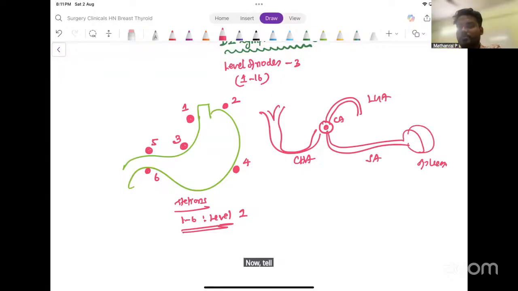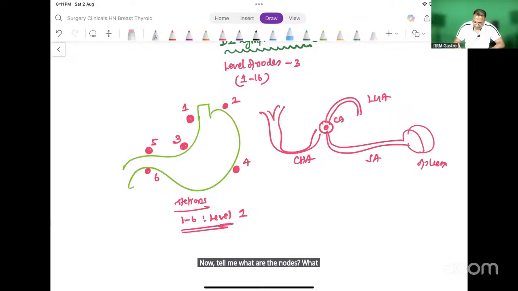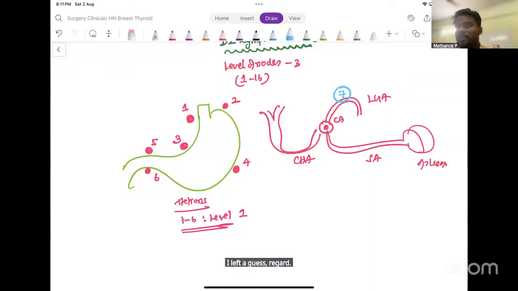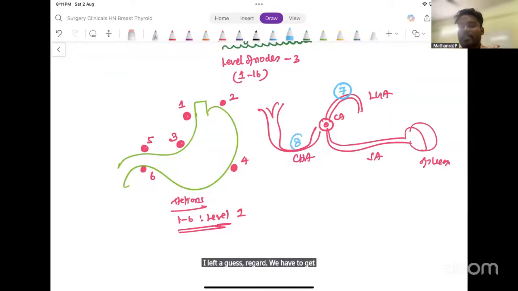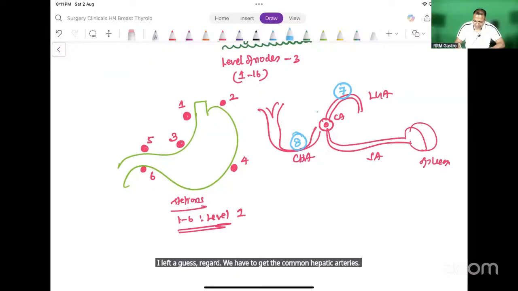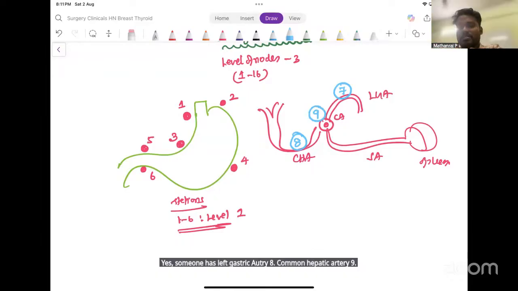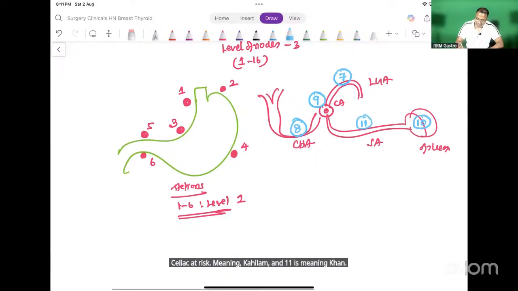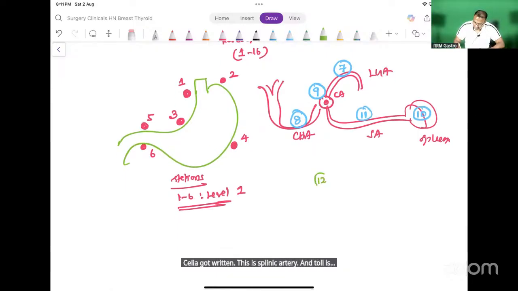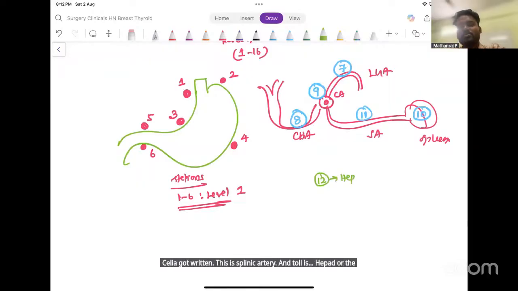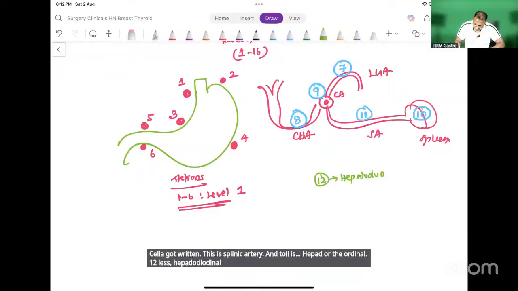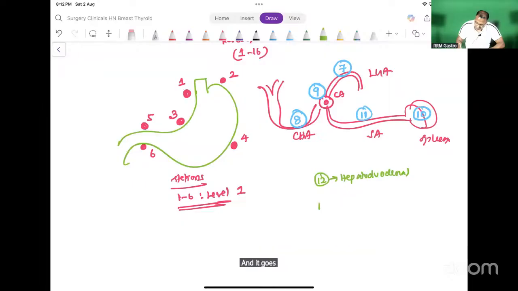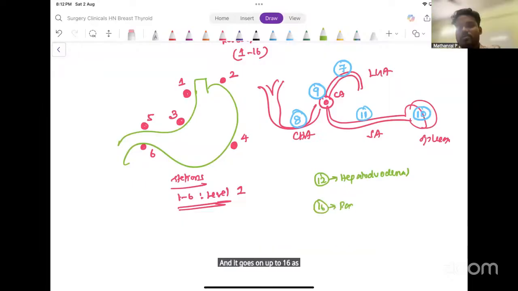Now tell me what are the nodes? What is 7? Left gastric artery. Yes, 7 is left gastric artery. 8? Common hepatic artery. 9? Celiac artery. 10? Splenic hilum, and 11 is splenic artery. And 12 is hepatoduodenal nodes. And it goes on up to 16, which is para-aortic nodes.